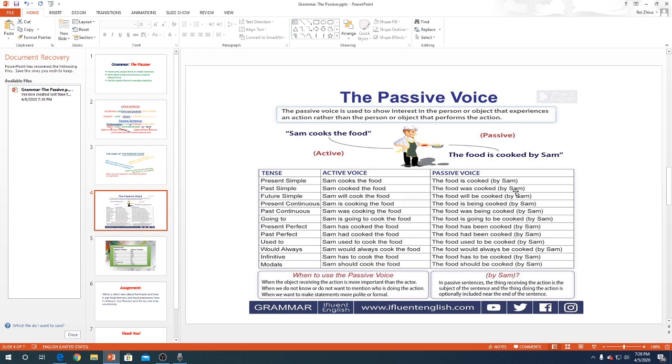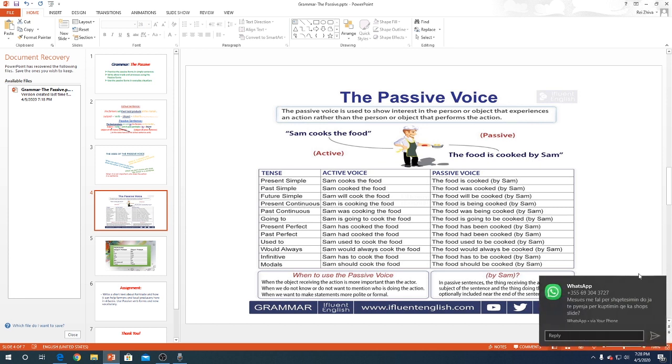The food was cooked by Sam. In future simple, Sam will cook the food.